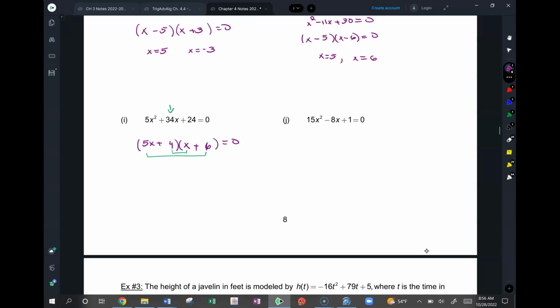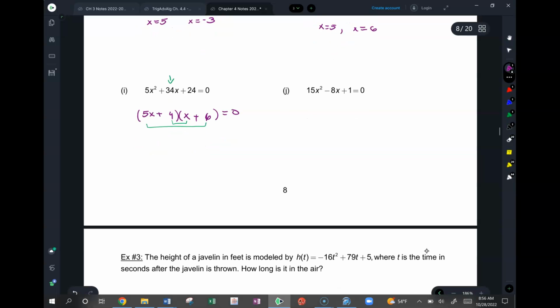And I know there's lots of things out there. There's an X and a box and a this and a that. I always want to stress the fundamental ways of doing things, right? So guess and check, trial and error is my best way to do these, okay? So 5x plus 4 is 0. x plus 6 is 0. So x is negative 4 over 5. x is negative 6. Okay.